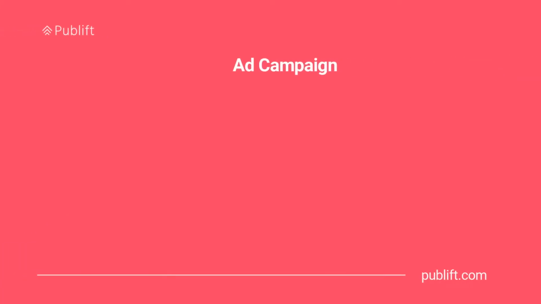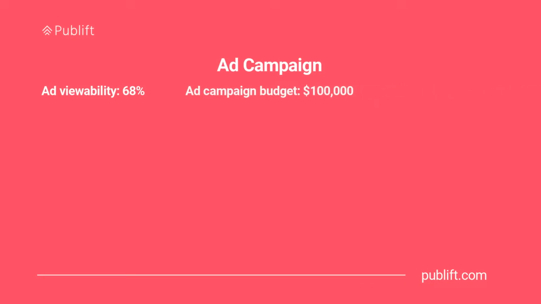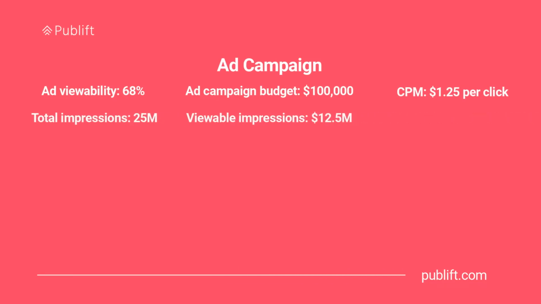Let's create an ad campaign using a vCPM plan. Say we have the following variables. Ad viewability of 68%, which is the average for ads placed above the fold. Ad campaign budget of $100,000. CPM of $1.25 per click. Total impressions of 25 million. Viewable impressions, 12.5 million. And the maximum vCPM bid we want to target, $5.